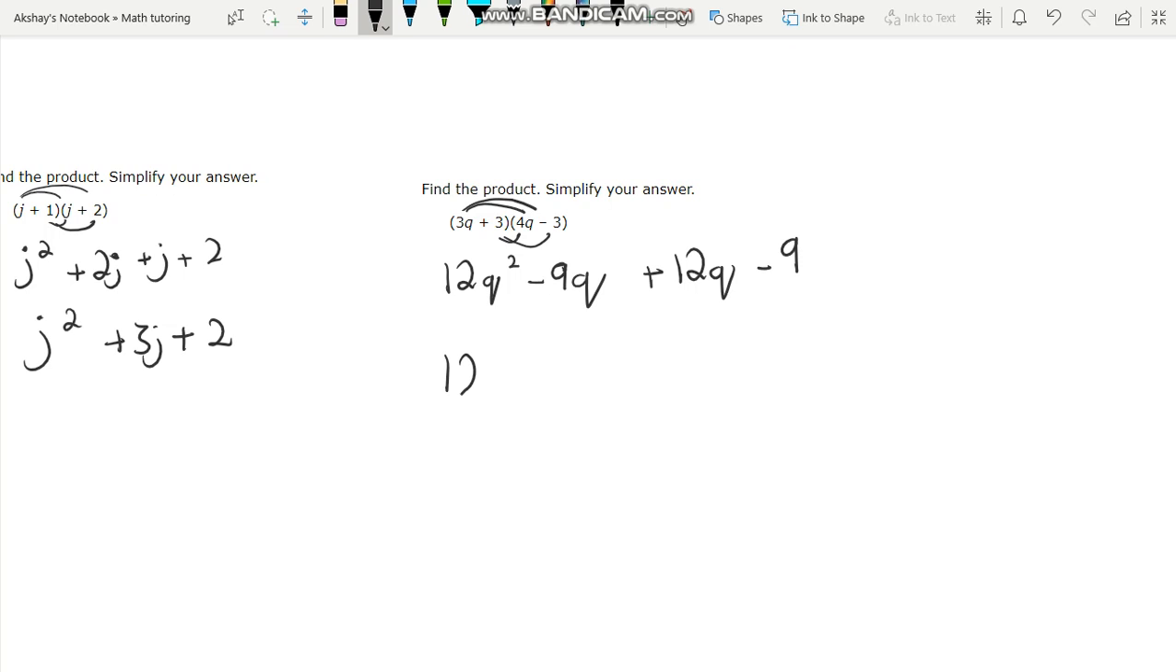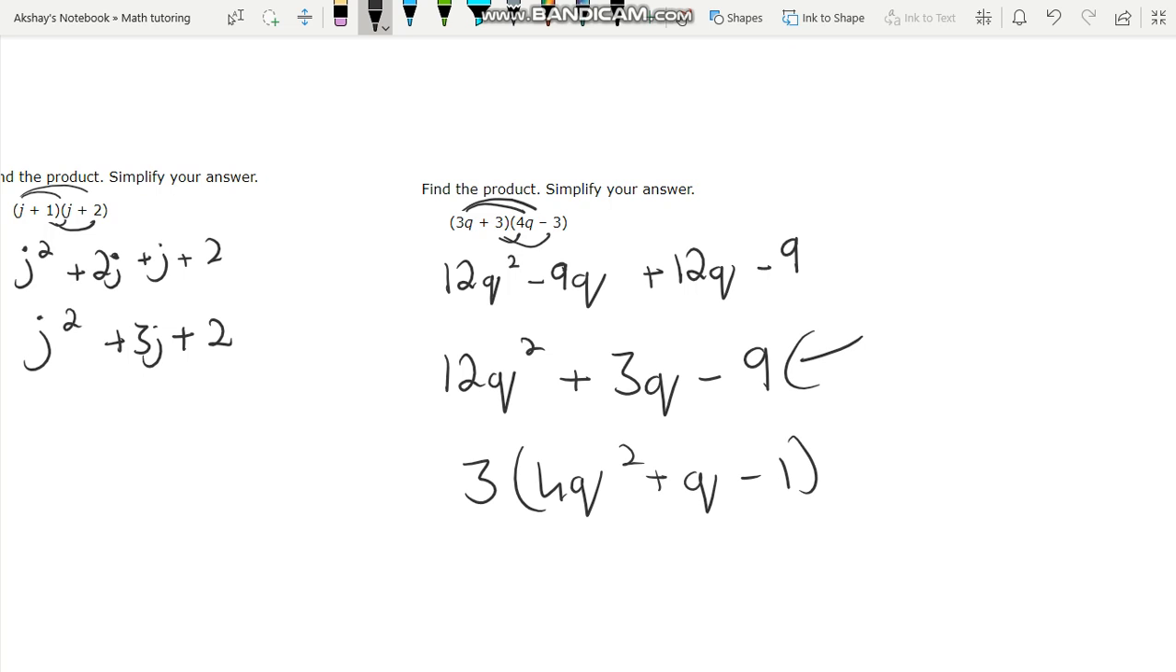There we go. Add my like terms really quickly here. Negative 9q plus 12q gives me positive 3q, minus 9. Now if I wanted to, I can take out my 3, so I have 4q squared plus q minus 3, but this would be your answer right here.